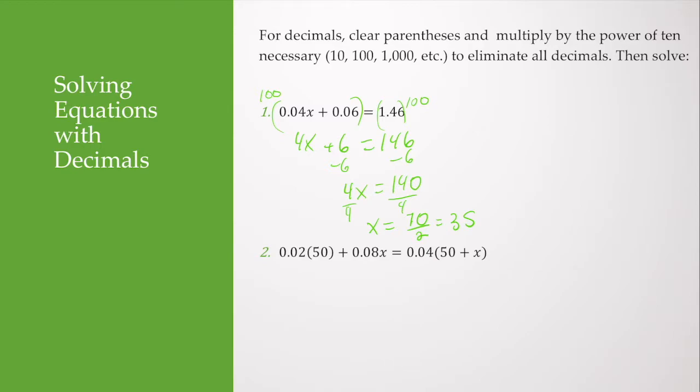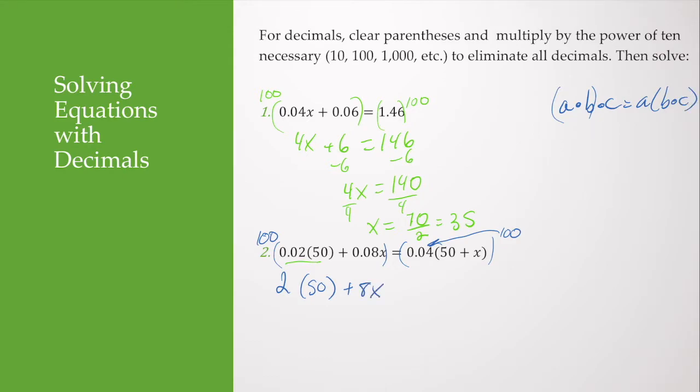For this next problem, you can either go ahead and distribute or go ahead and multiply by 100. So let's go ahead and multiply by 100. I'm only multiplying the leading terms. That gives me 2 times 50. And that works because multiplication is associative. A times B times C is the same as A times B times C.